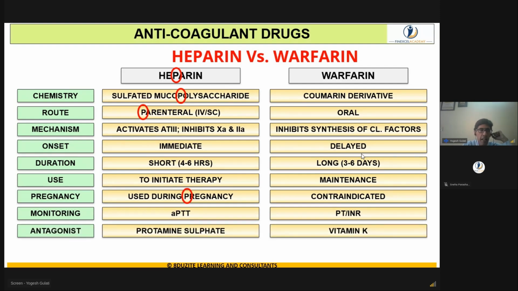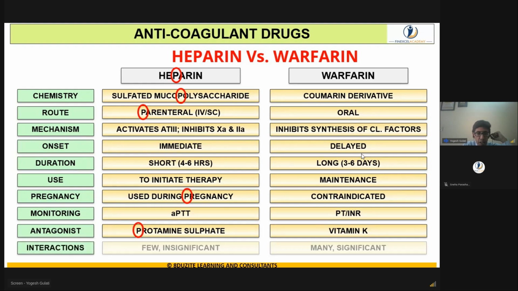Antagonist. So there is an antidote, what we call as antidote. For heparin, it is protamine sulfate. For warfarin, because it is inhibiting vitamin K, vitamin K will become an antidote. Again, the letter P. Protamine has P, heparin has P. And the last, interactions: we saw heparin does not have any drug-drug interactions, but warfarin has a lot of drug-drug interactions.